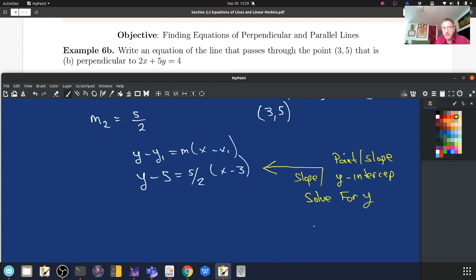Or if they wanted it in the general form, ax plus by is equal to c, you just multiply everything out and put the variable terms on one side and the constant on the other. And I would not care if you clear denominators or not.